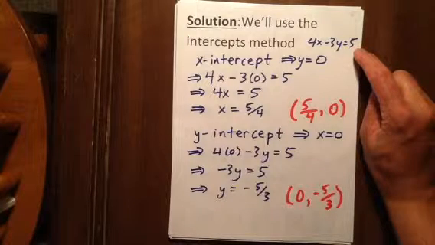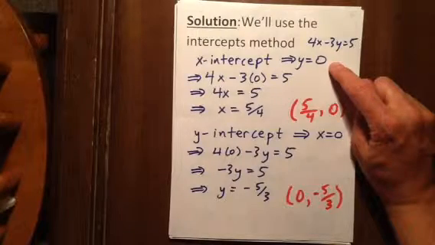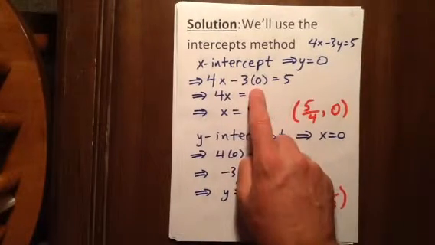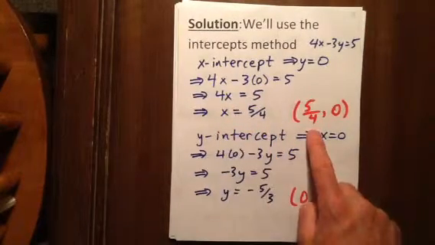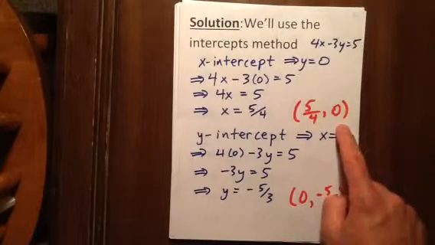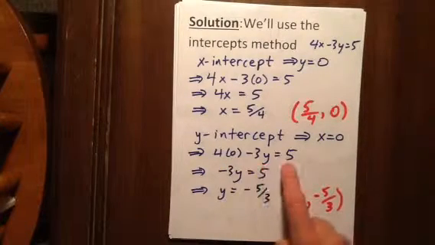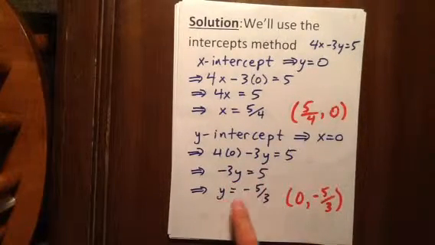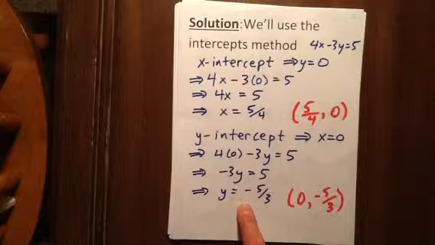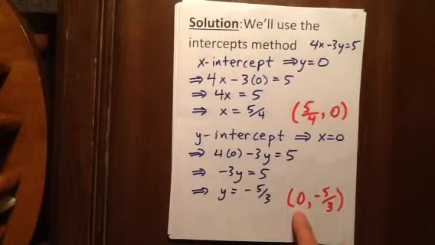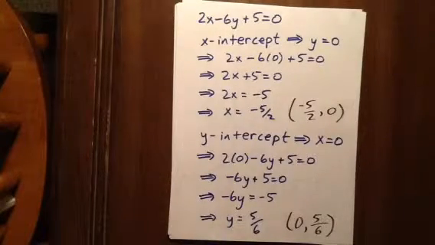When I look at the line 4x minus 3y equals 5, I can find the x-intercept by letting y equal 0. Subbing in a y value of 0 gives us an x value of 5/4. So the x-intercept of the line is 5/4, 0. Now finding the y-intercept means letting x equal 0, and we get -3y equals 5, which means y is -5/3. So we've got an x value of 0 and a y value of -5/3, and that's our second point. So we have 2 points on the line, and in a moment we're going to graph that line.